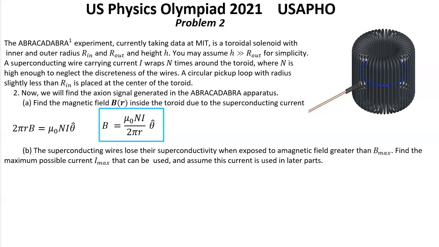Question B. The superconducting wires lose their superconductivity when exposed to a magnetic field greater than B max. Find the maximum possible current I max that can be used, and assume this current is used in later parts.